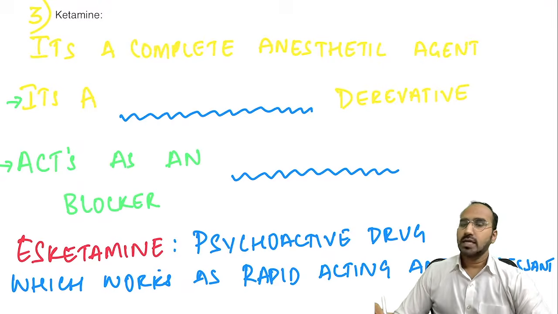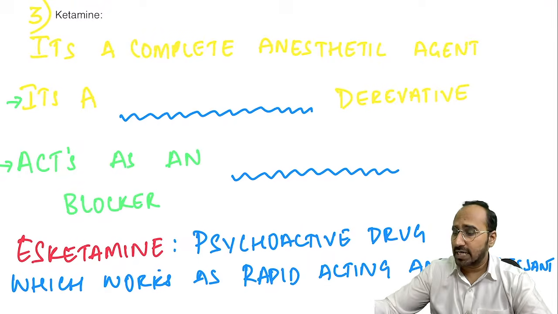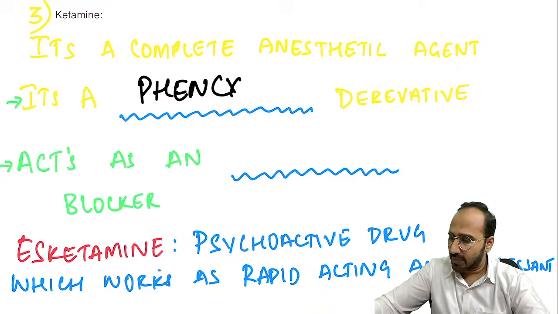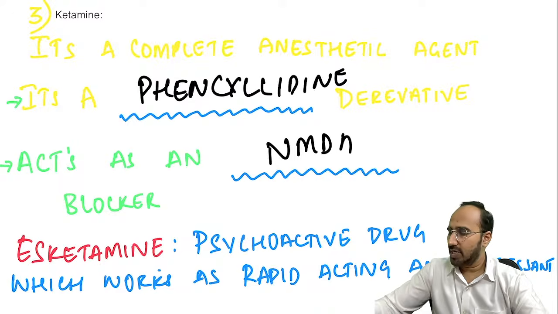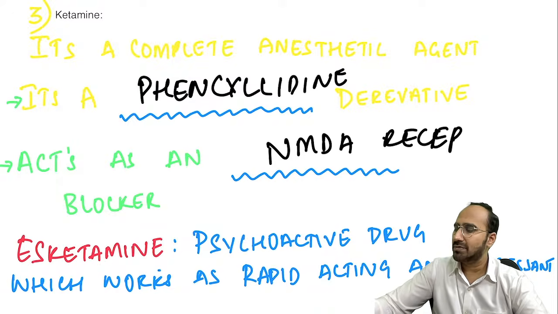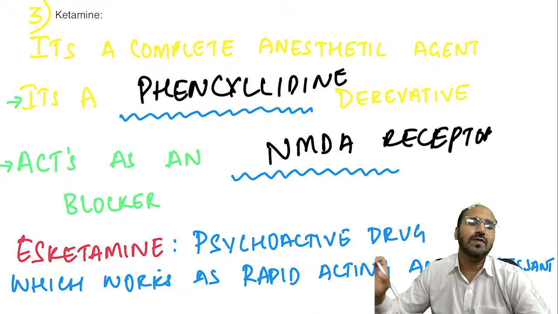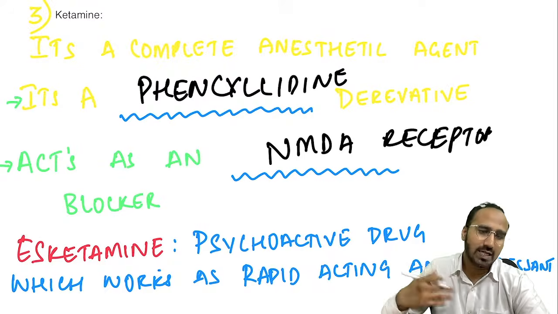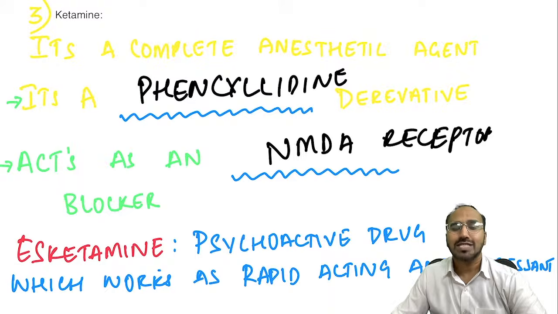Next, ketamine. Ketamine is my favorite IV induction agent. Why? Because it's a complete anesthetic agent. It is a phencyclidine derivative and NMDA receptor blocker. Why is this my favorite? Because when you give ketamine to a patient, as he is recovering from the effect of ketamine, the patient will tell some weird things. That is very hilarious to listen to. Why? Because as the patient is recovering, he will have hallucination, delusion. That is called dissociative anesthesia effect.